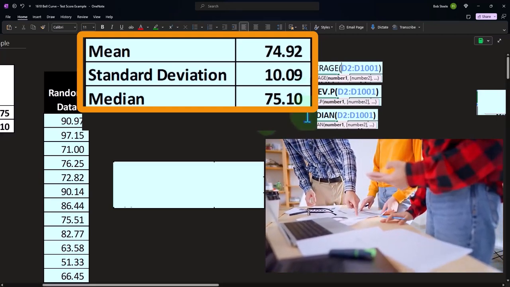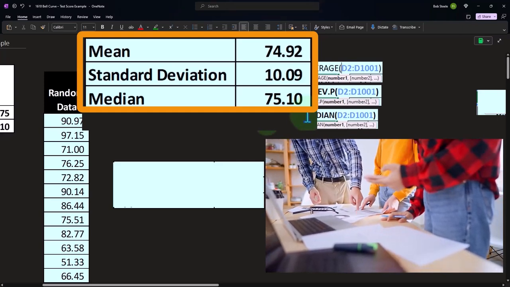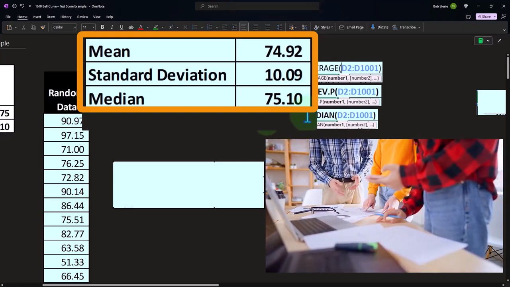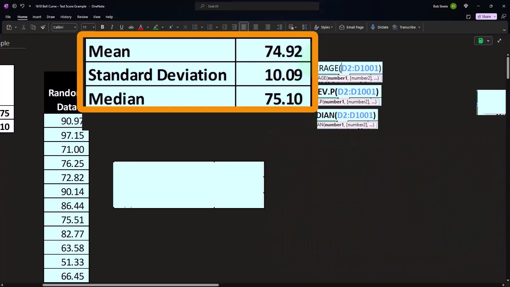You also might calculate the mode, which is the number that comes up multiple times. And if that is also similar to the mean or median, it would be another indication that you might have a bell curve distribution.